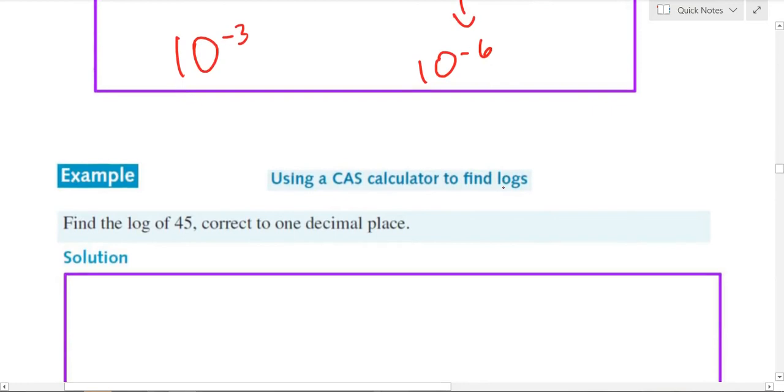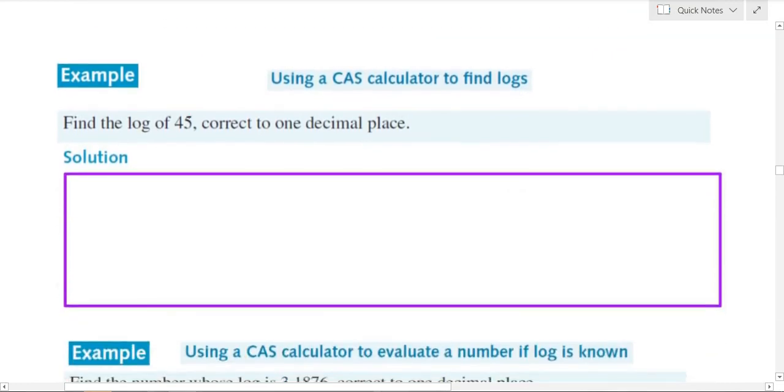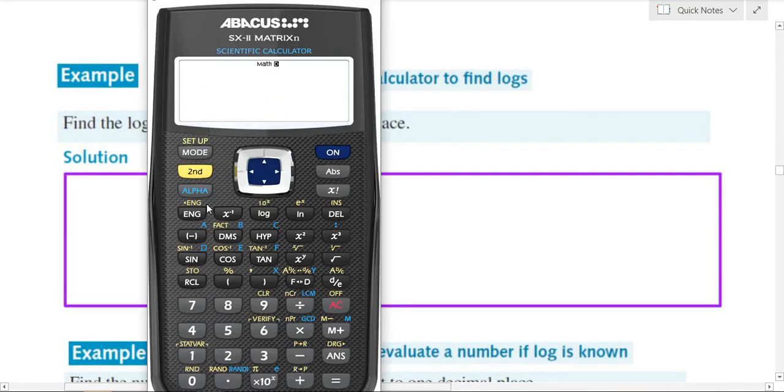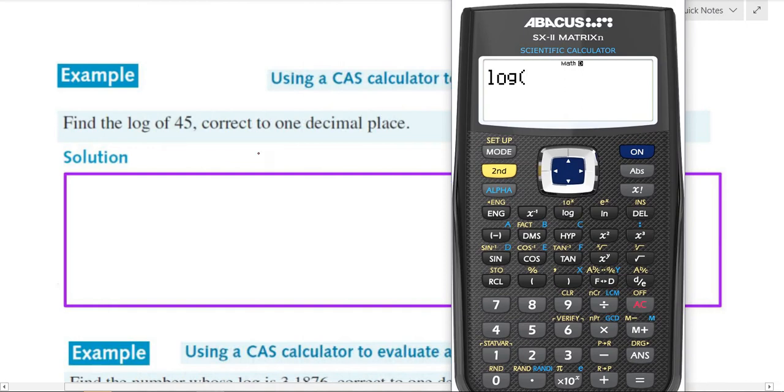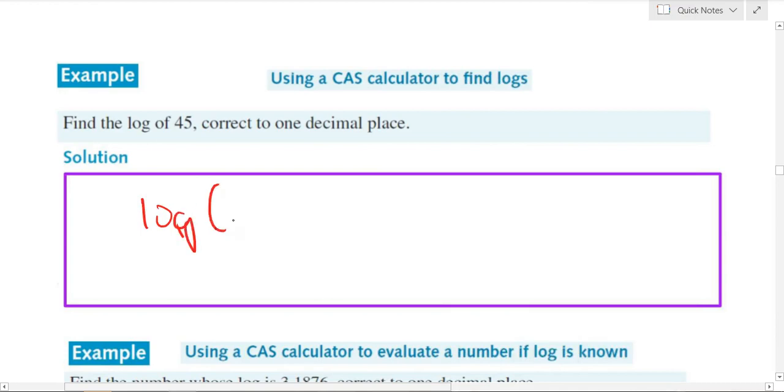Next question here, finding the log of a number. When you get a question like this where it says find the log of 45, all you're doing is finding the log button on your calculator. I think it's different for everybody, but you need to find your log button. Here it is. Literally just press log. It says you're finding the log of 45, correct to one decimal place, so log of 45, close the bracket, equals 1.65. I want one decimal, so on my calculator log 45 is equal to 1.7.